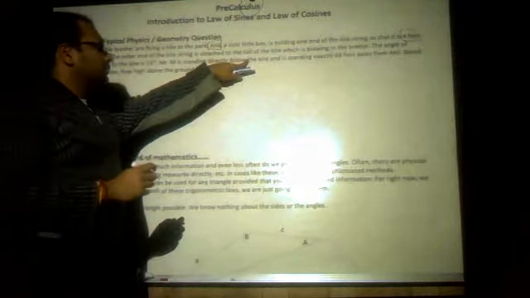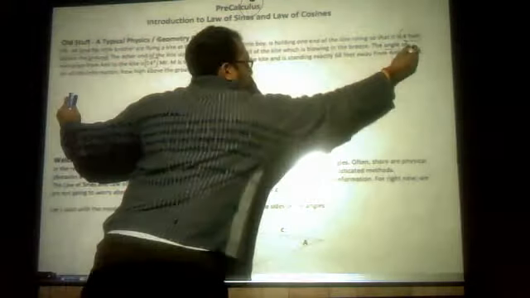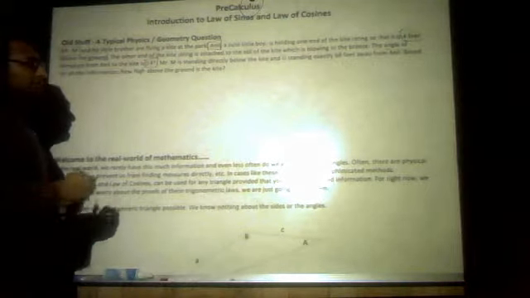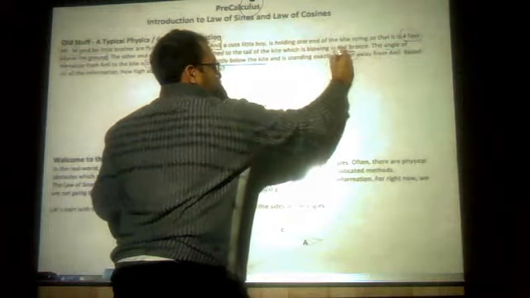The other end of the kite string is attached to the tail of the kite, which is blowing in a breeze. The angle of elevation from Anil to the kite is 14 degrees. Elevation means going up, right? Mr. M is standing directly below the kite and is standing exactly 68 feet away from Anil. Based on all the information, how high above the ground is the kite?